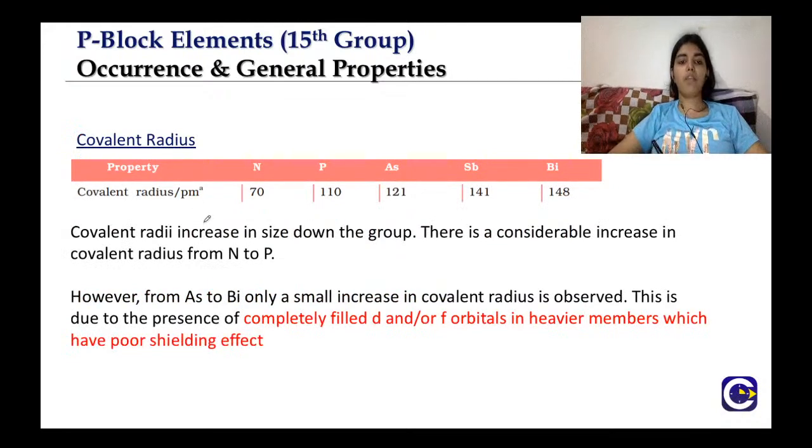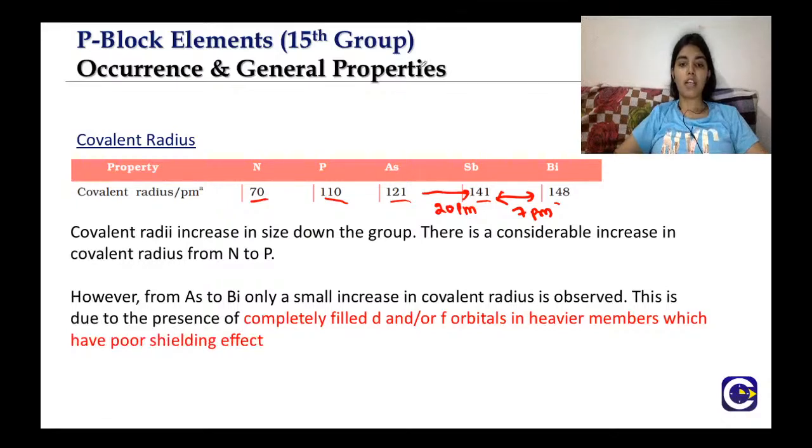Now here, covalent radii increase down the group, right? From nitrogen to bismuth there is an increase in the covalent radii, which we have already discussed, since size increases down the group. But from arsenic to bismuth, you can see it is only a difference of 20 picometer, then 7 picometer. So the increase in the radii as we go down the group becomes small. There is an increase, but not a considerable amount.